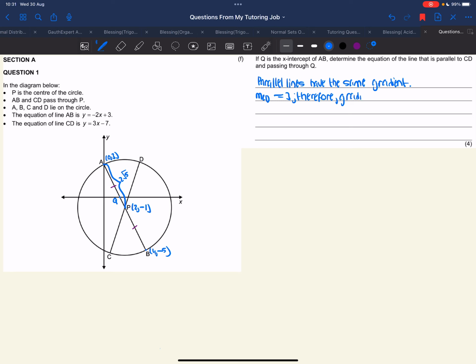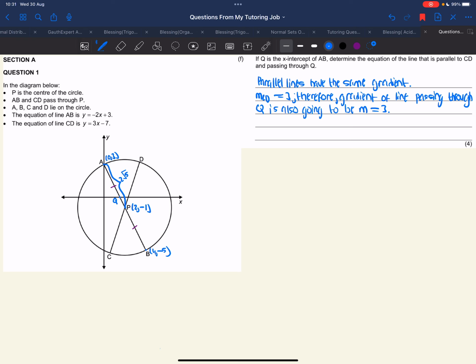the gradient of the line passing through Q is also going to be m equals 3, because parallel lines have the same gradient.